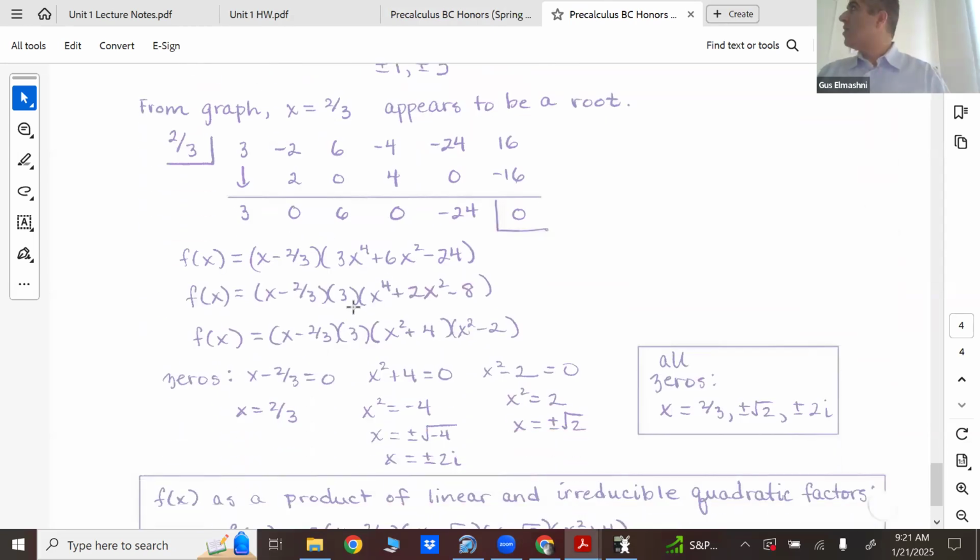Okay, so any questions on this? By the way, this is really number 2 of the homework, so you don't have to do number 2 of the homework. Not necessary.